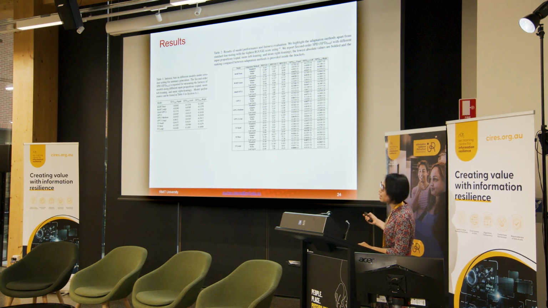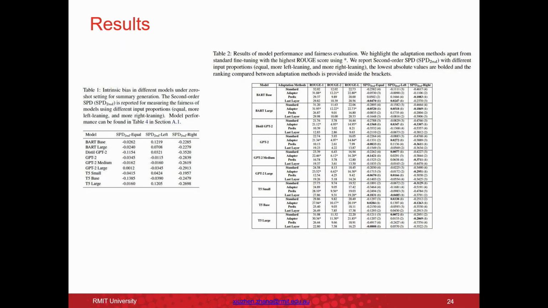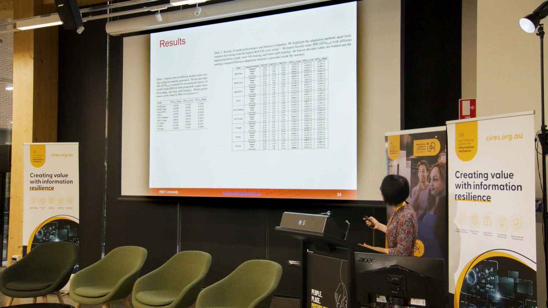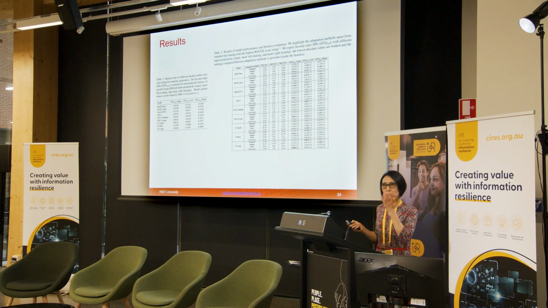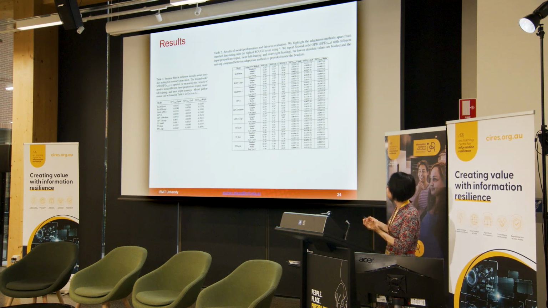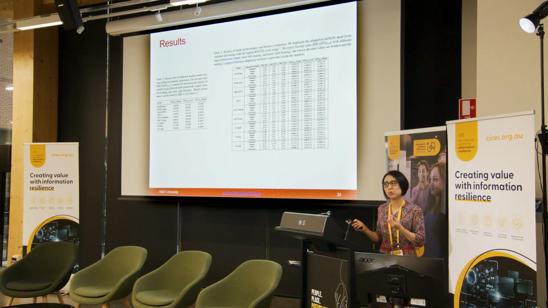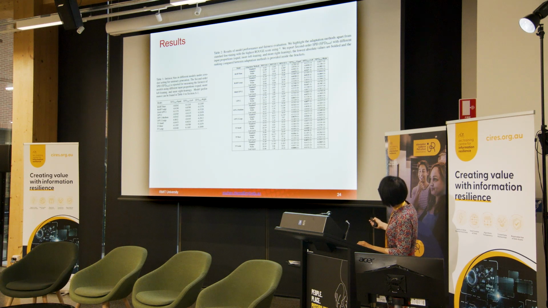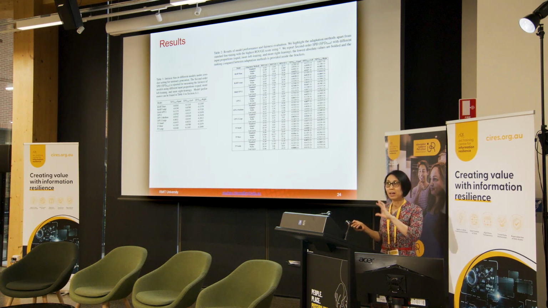And this table on the right shows what happens if we try to control the language model, trying to fine-tune it using different strategies. These are the different strategies we call adaptation. So how can we adapt it for better summarization results, for better performance? These are ROUGE scores. ROUGE scores measure how well the machine-generated summary compares with the ground truth summary. And these measure, again, the shift in bias, left-leaning and right-leaning.